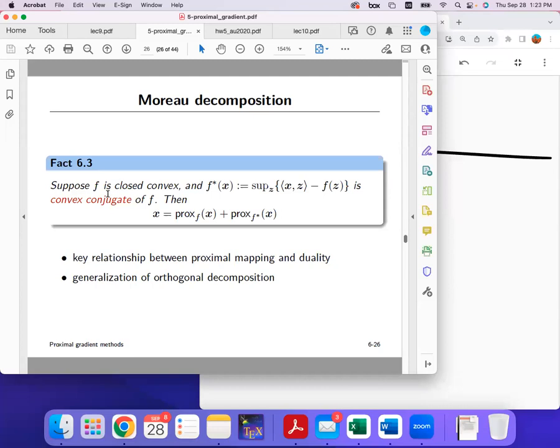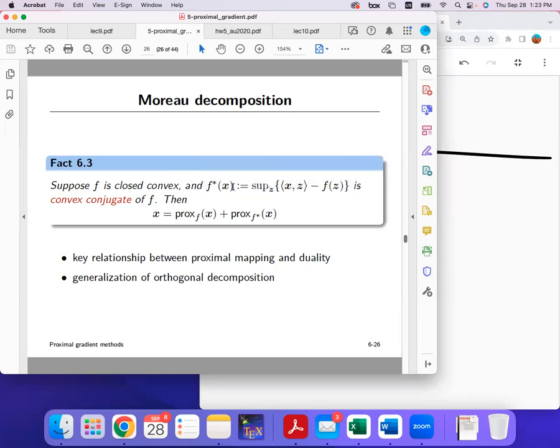Suppose f is a closed convex function, and we define this convex conjugate function f star of x in this way. The definition of f star of x may look a little bit complicated at this moment, but let's just accept it.